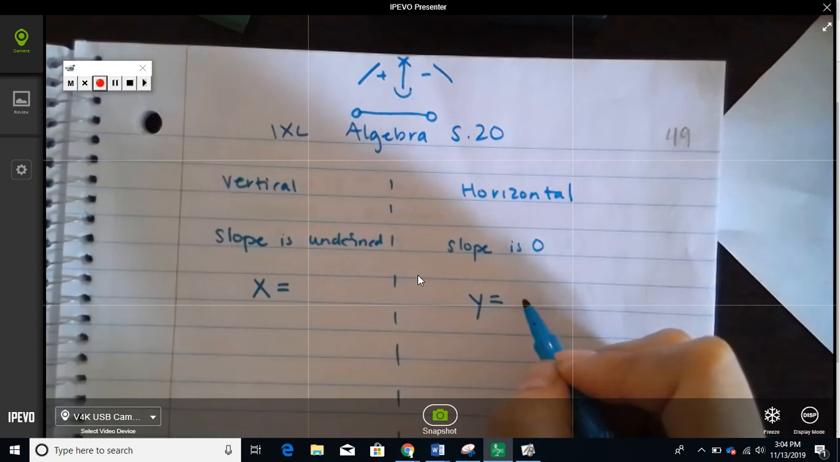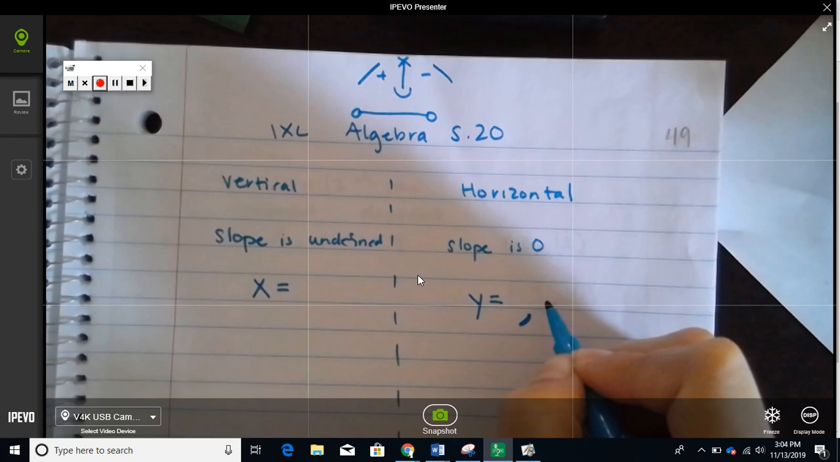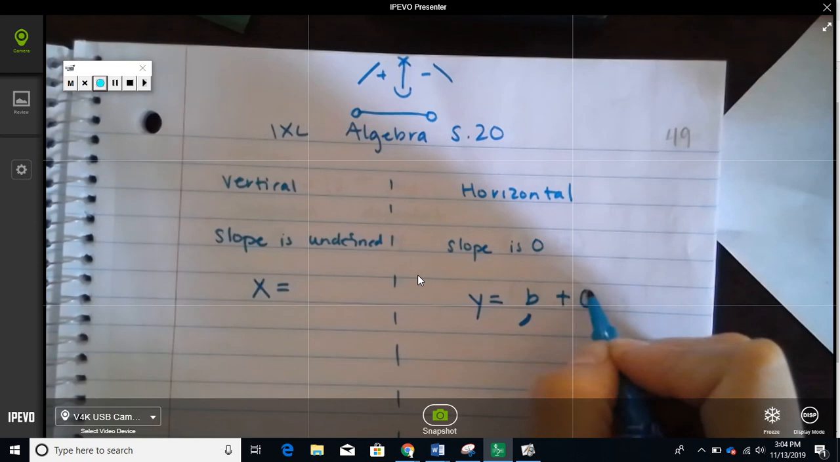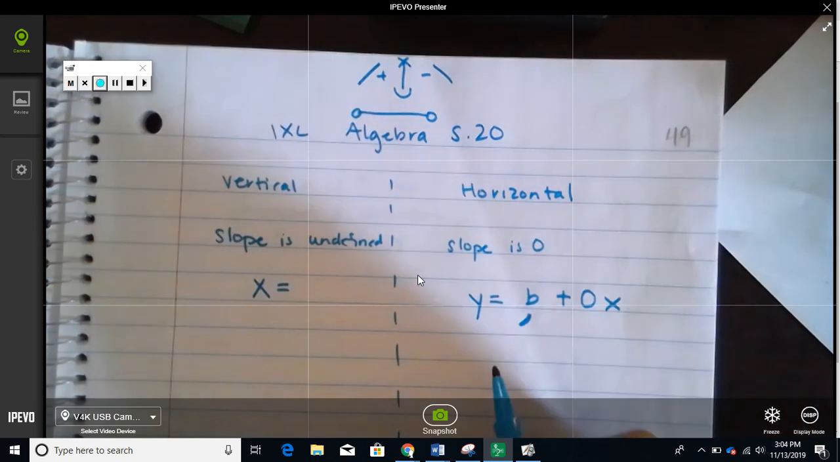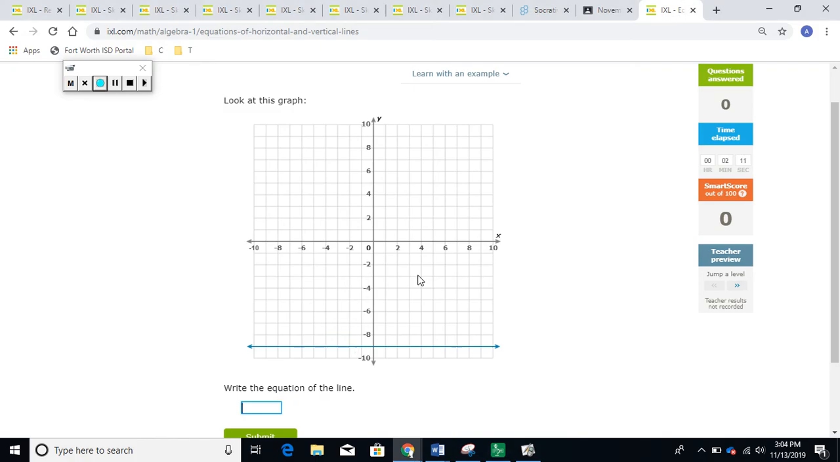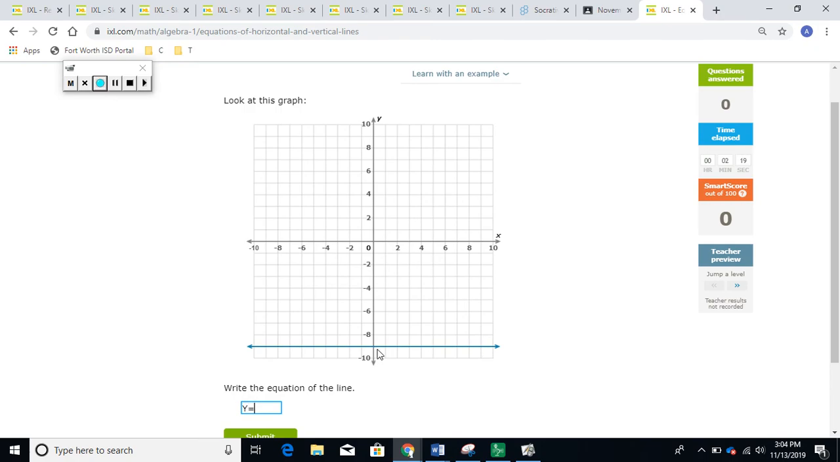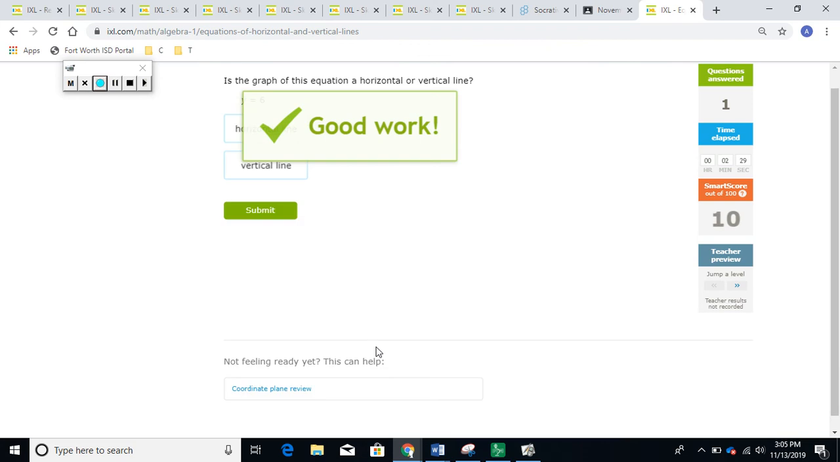For the equation for a horizontal, it's the banana, which could be whatever the banana is at. We're going to put b, but your slope is 0, so it's always going to be plus 0x, or you could just simplify it to y equals b. So let me show you an example in IXL. This is a horizontal line, so it's going to be a y equals line, and it's going to be the banana at -9 plus 0x, or you could just write y equals -9. Either one will work. IXL will take either one at this point.